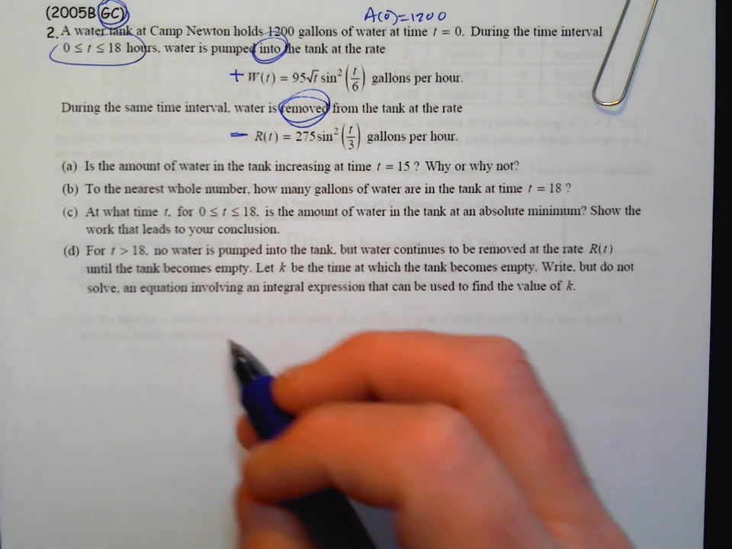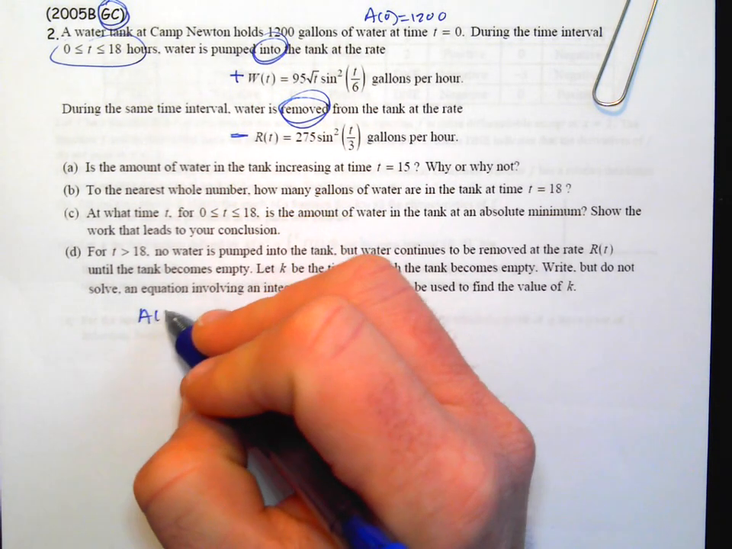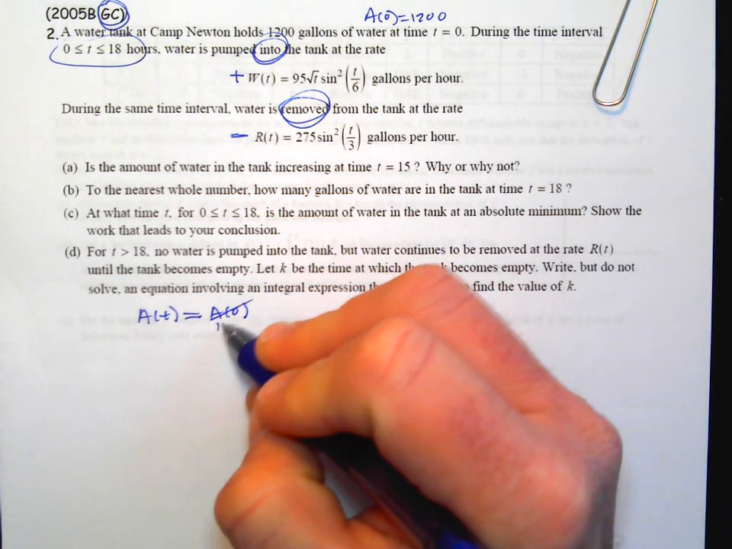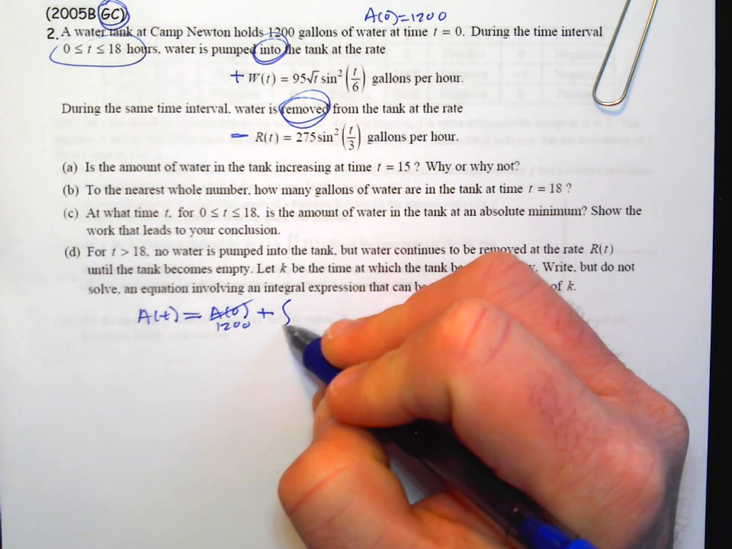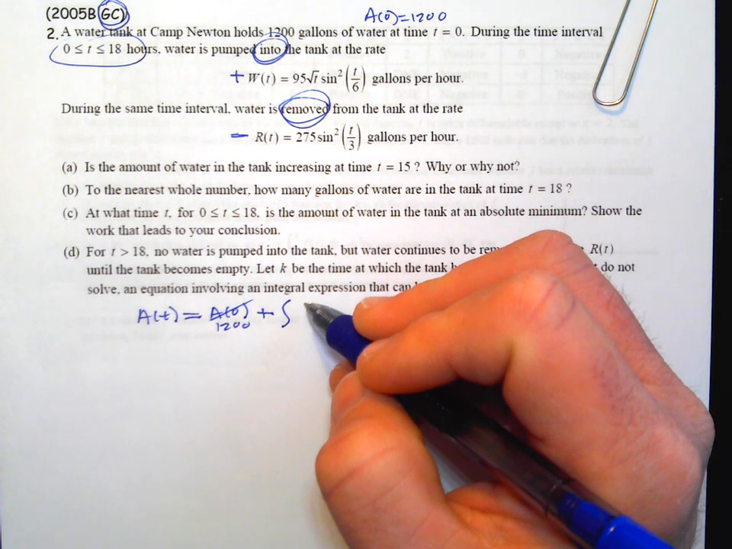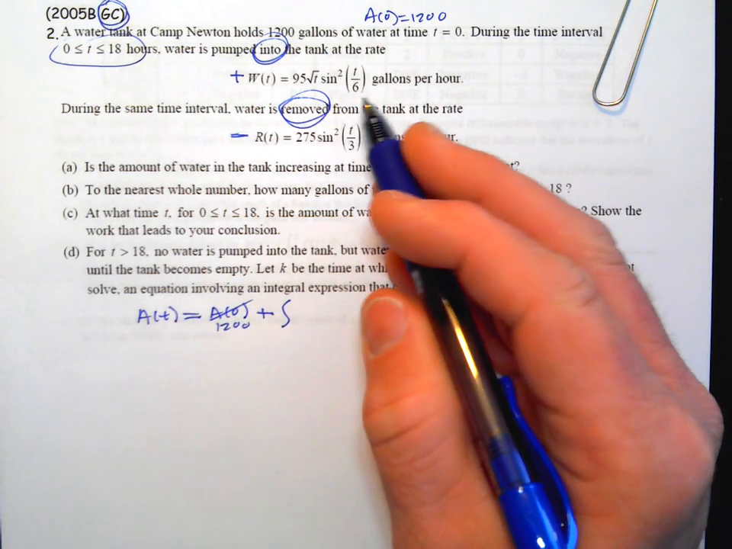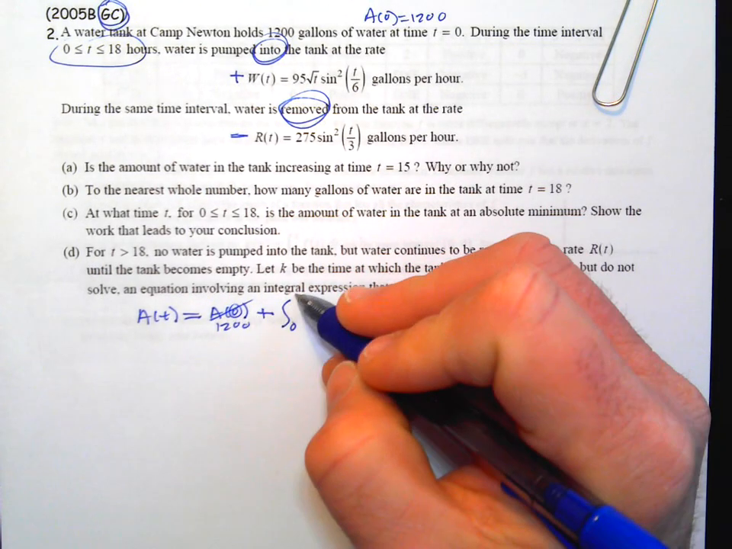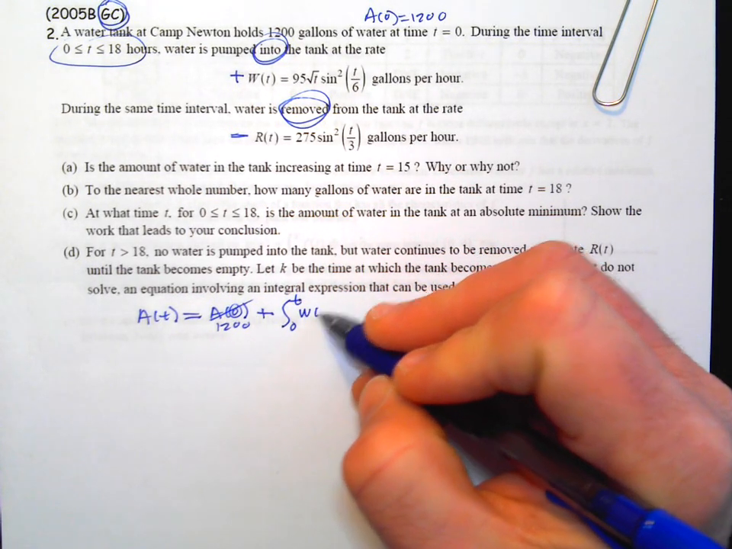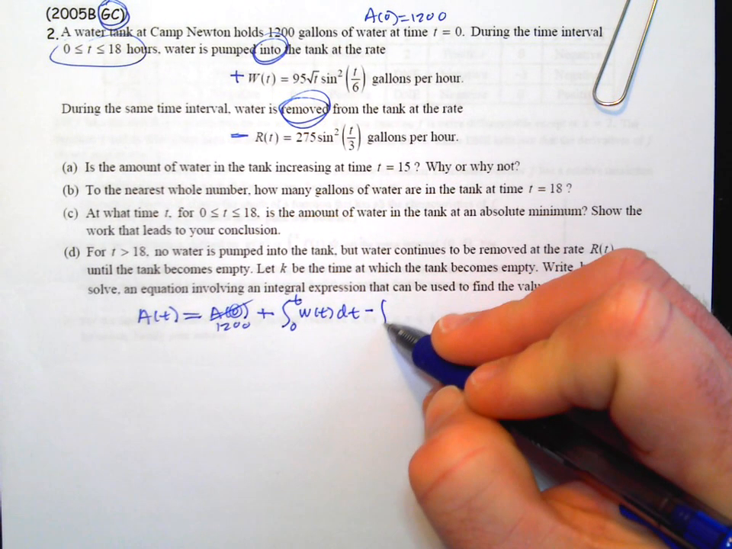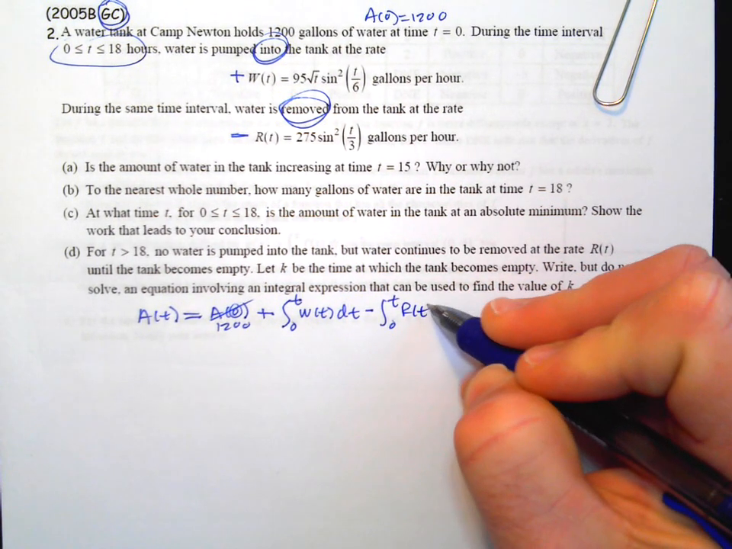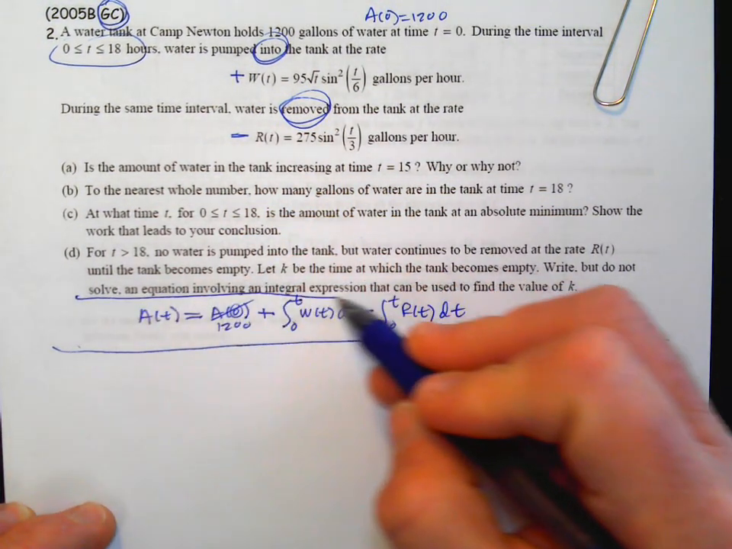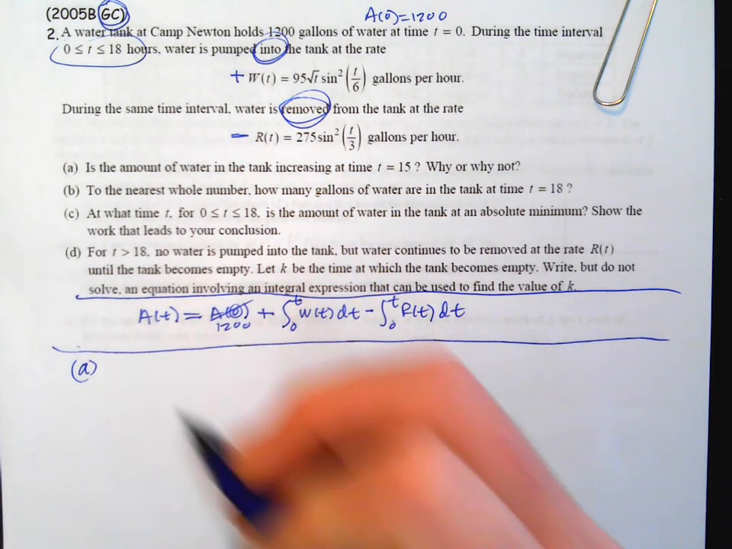So I'm going to write my rate model just to have it. The amount at time t is the amount at time 0, which is 1,200, plus the integral, the accumulation of all the positive changes. So W is a rate. It's positive changes. So 0 to t of W(t) dt minus 0 to t of R(t) dt. So there's your rate model. I might not actually use the whole thing right away.